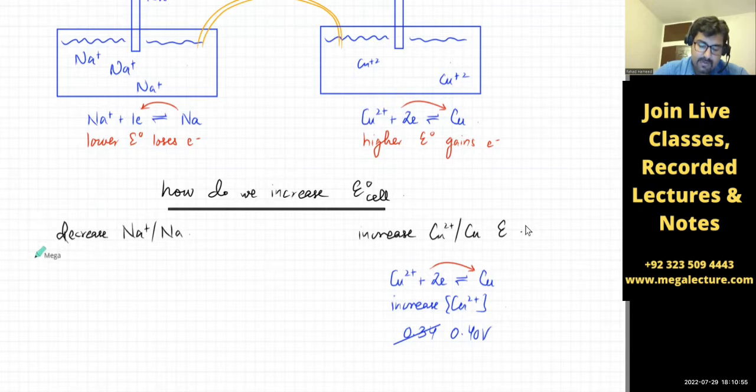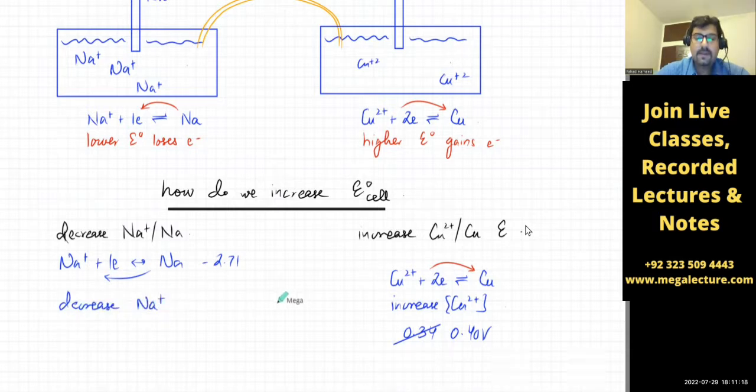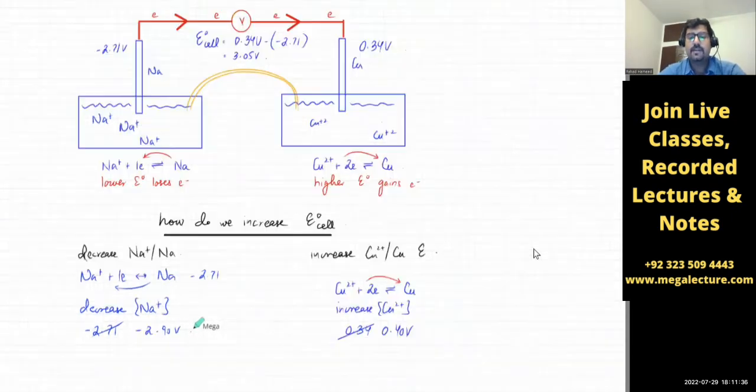And the lower one must be made even lower. So right now it's minus 2.71 in equilibrium. I need to shift it further to the left. The way I can do that is I can decrease the concentration of sodium ions. If I decrease the concentration of sodium ions, the equilibrium will shift to the left and it will become even more negative. So instead of minus 2.71, it might become minus 2.90. So automatically your potential difference is now higher and the electrons will flow much quicker.